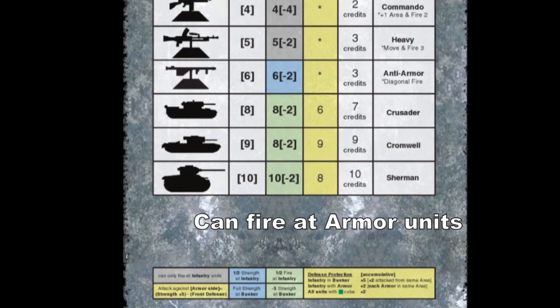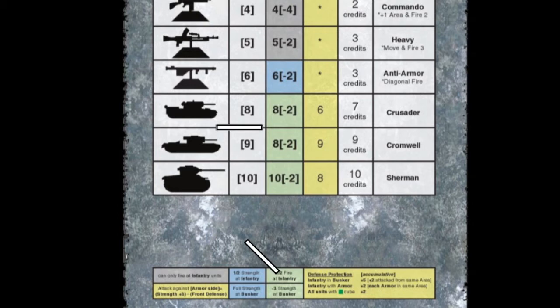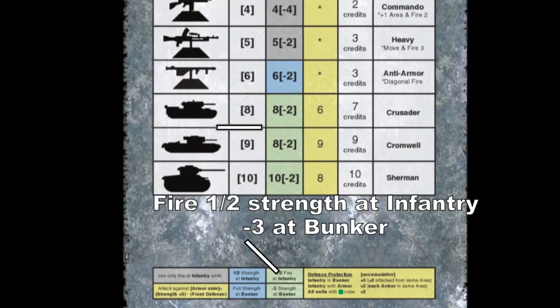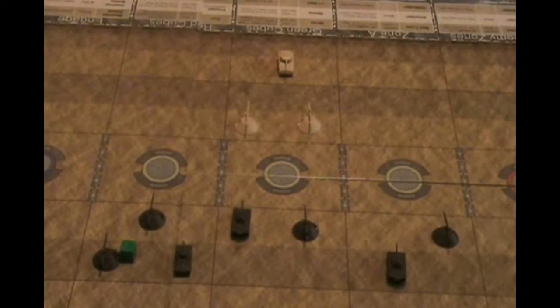They also can fire at armor units. And all your armor units are in green. In green here, they fire half at infantry and a -3 at a bunker. So in this scenario here, let's take a look at a couple different fires here.